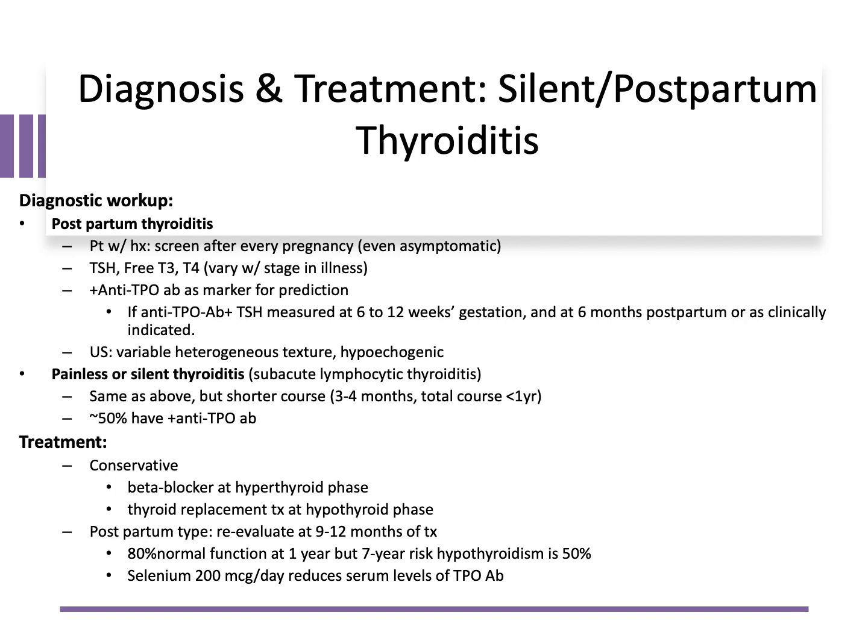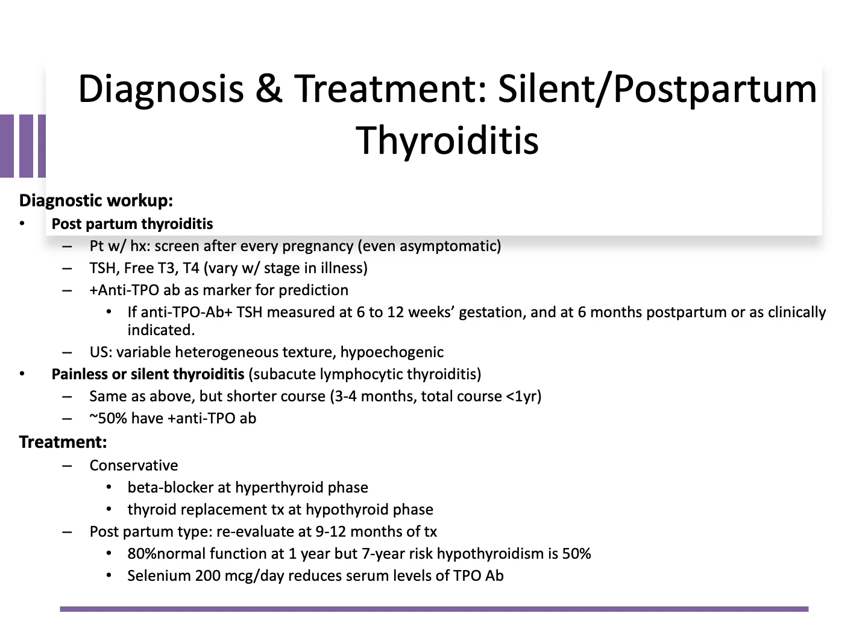So our anti-TPO antibody can be a good marker for prediction. So if somebody's had previous postpartum thyroiditis, we can draw this, and so we just need to keep a close eye. So if it's positive, we're going to be measuring that TSH at 6 to 12 weeks of gestation, and then at 6 months postpartum, and/or as clinically indicated. And if we obtain an ultrasound, we will find that there can be a variable texture. It's going to be relatively hypoechogenic.